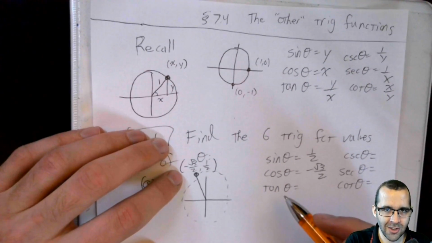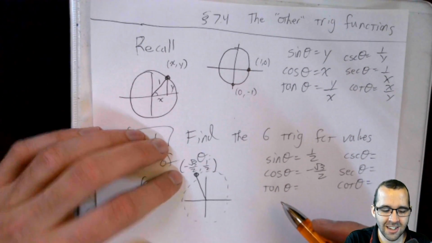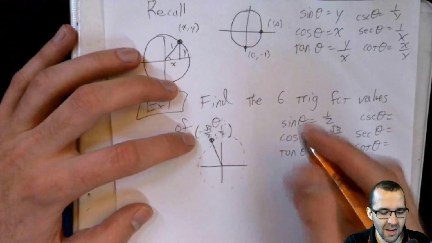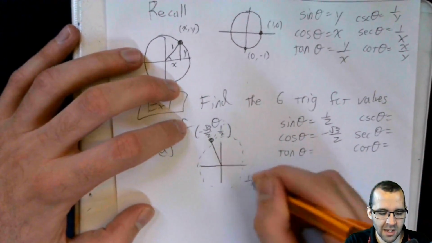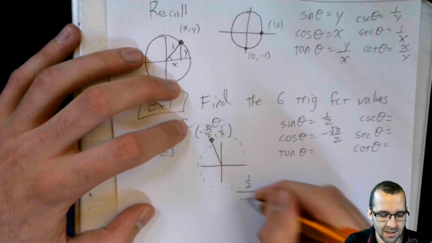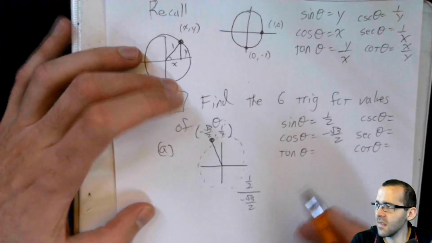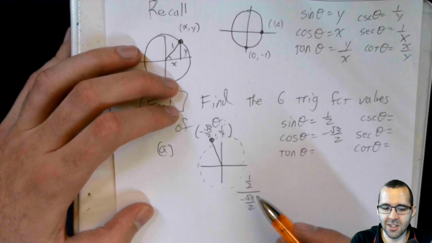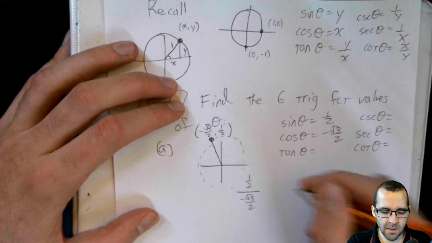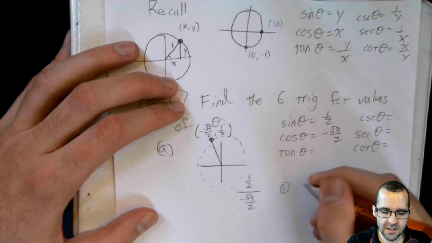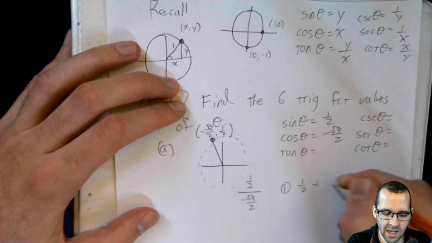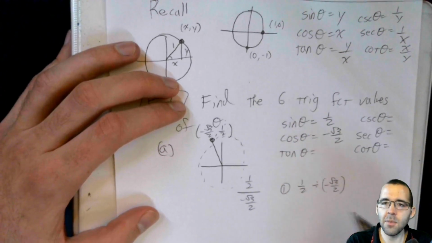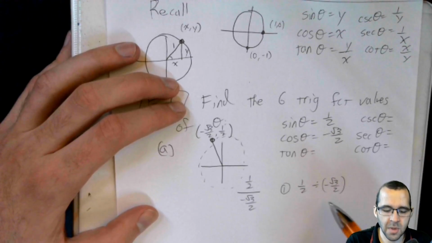And then you got to be a little careful here with tangent. You're going to test your knowledge of complex fractions, right? Tangent's y over x. Y is 1/2, divided by x is -√3/2. And we have a couple ways of dealing with these complex fractions. One way is to say, okay, well, that's just 1/2 divided by -√3/2. And that's perfectly great. It's a perfectly decent way to solve it.